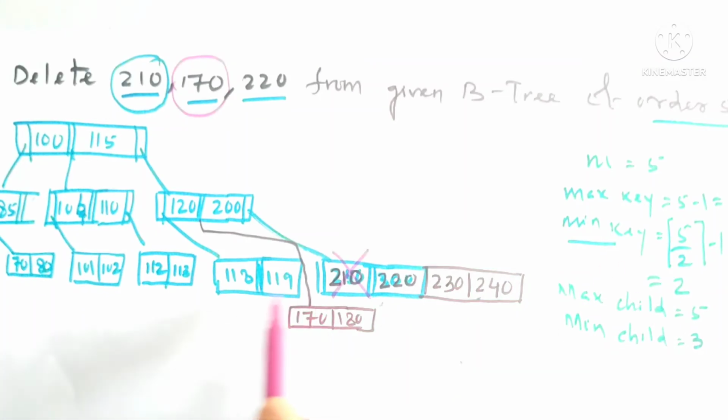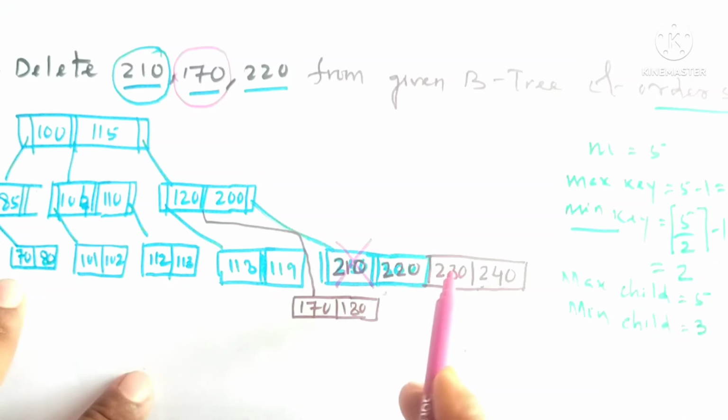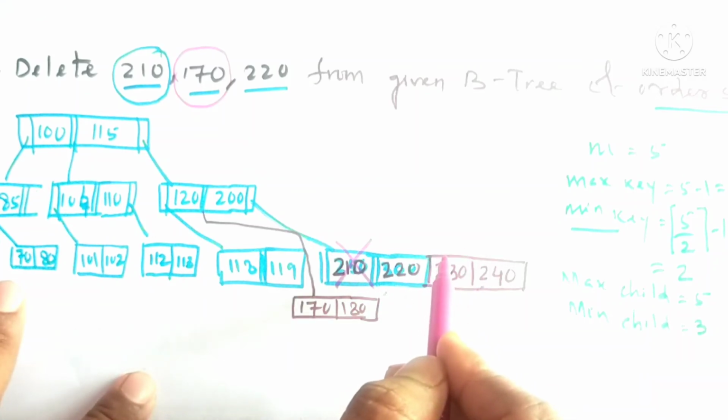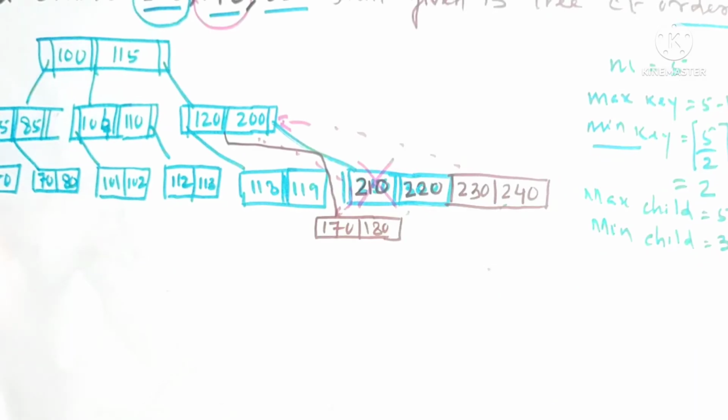I will take the help of the right sibling. You need to borrow. So what is the meaning of that? If you are going to borrow from the right sibling, how does the tree look?